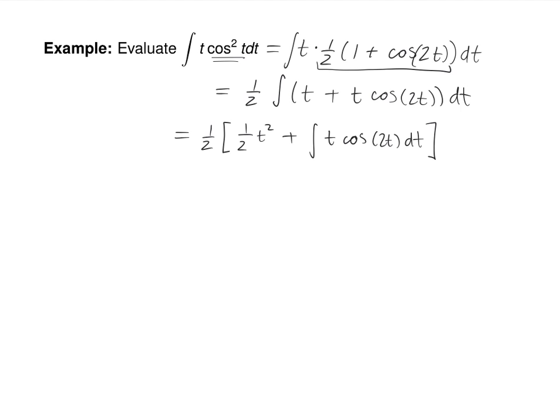Okay. So what do you let u equal? What do you let dv equal in that integration by parts problem? u is t, great. dv is cosine 2t dt, very good. Then du is dt, and v is a half sine of 2t.